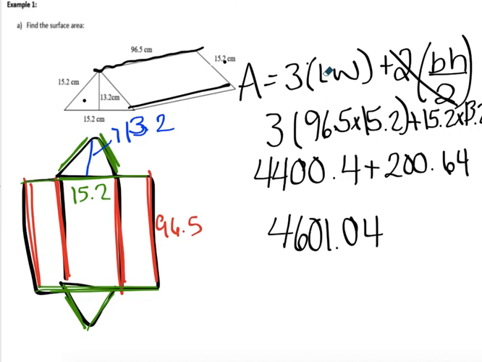And here, we have to not forget our units. It's going to be centimeters squared. So surface area or area always has square units. Please do not forget them. They are super, super important. If you do not have your units, you will be docked marks.